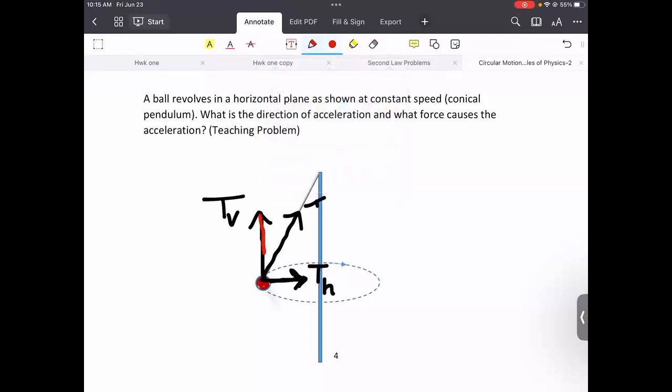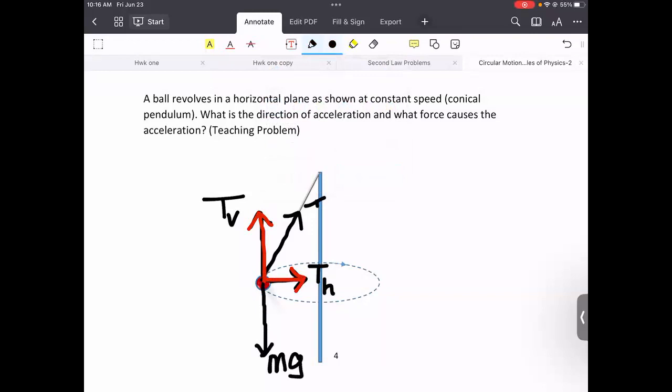You might want to use different colors to show that these are components of the tensional force. So we have tensional force, but also we have the force of gravity pointing downward. So there's gravity, but this has to balance the tension in the vertical direction. So this is G, right?